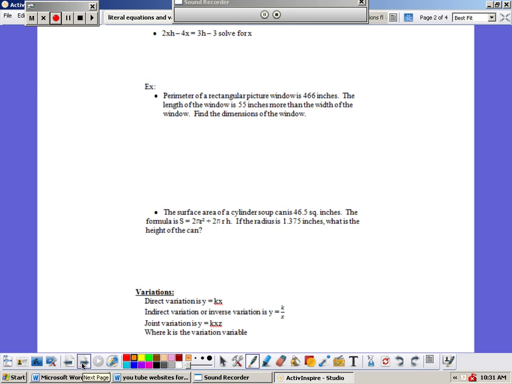Okay, on the next one I want to solve for x. Both the x terms are on the same side. There are no terms on the left side that don't have an x, so I can pull the x out automatically. 2h minus 4 equals 3h minus 3.